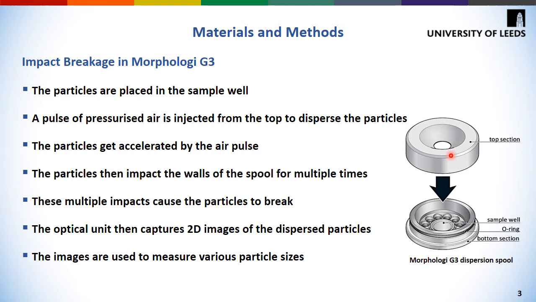The particles then get accelerated and start impacting the walls of the chamber back and forth, and they break in this process. Then they fall and land on a glass slide beneath the dispersion chamber, where the optical unit takes 2D images of the dispersed particles. The images are then used to measure different particle sizes.